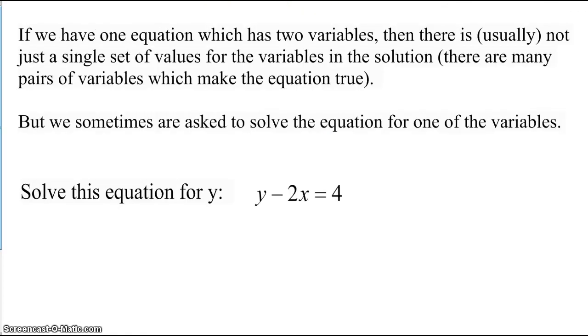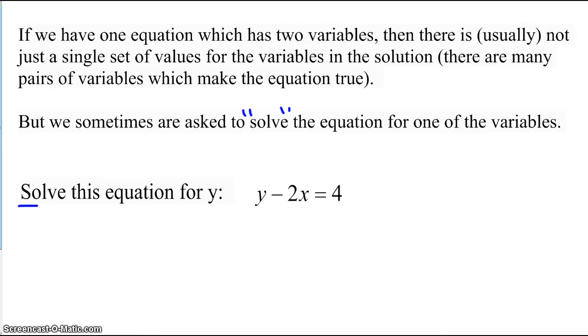Okay, one more topic before we summarize. If we have one equation with 2 variables, then there's usually not just a single set of values that make it true. There are many pairs of values that make it true, like the line example we saw earlier. But we're still asked sometimes to solve the equation for one of the variables. That doesn't mean we're going to come up with a solution set, but it means that we're isolating the variable.